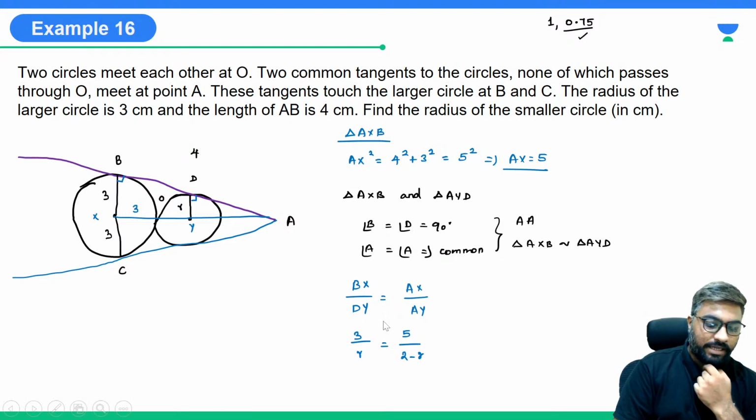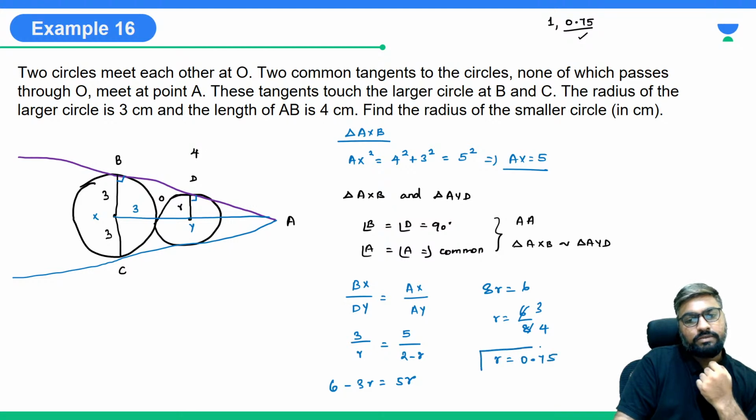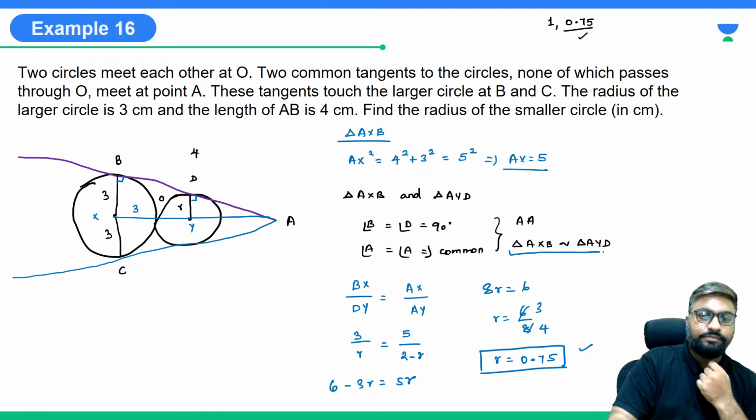So now we cross multiply, we'll get the value of r directly, right? Cross multiply कर लो. 6 minus 3r is 5r. Yeah, so you will get 8r is 6, r is 6 by 8, which is 3 by 4. 3 by 4 is 0.75. Yeah, direct answer आ गया. So similarity works here. Similarity, this will fetch you the answer. Done?